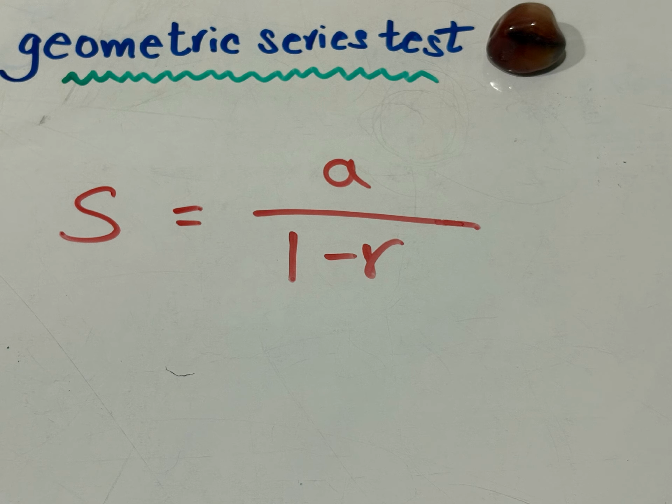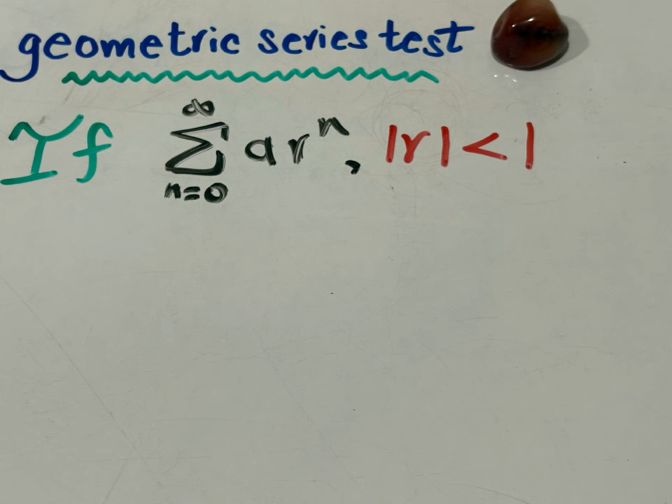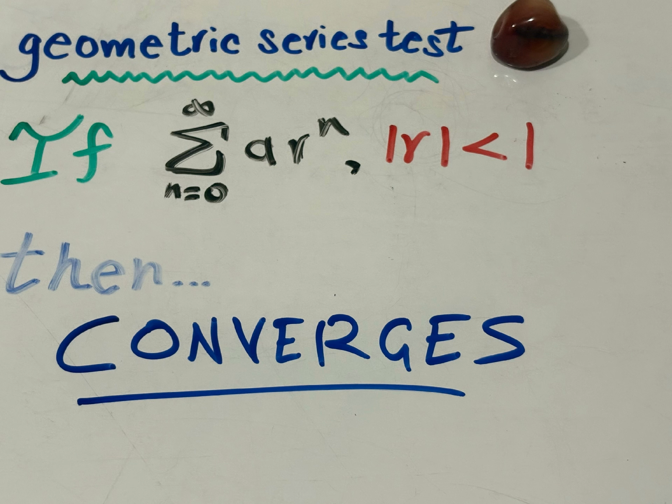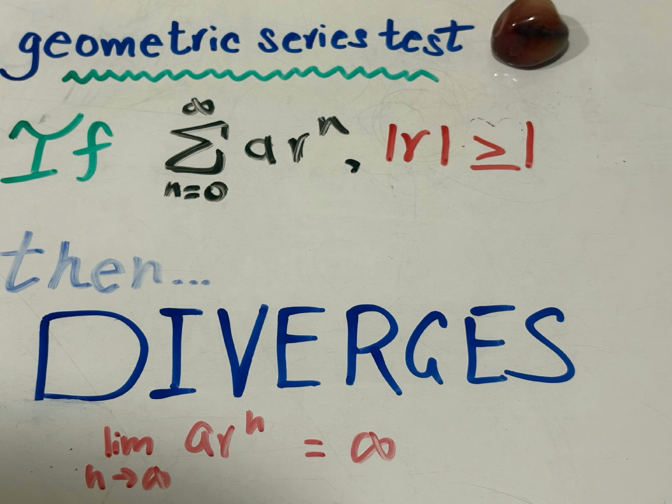This test states that if we have a geometric series with the absolute value of r being less than 1, then the series converges, and vice versa for diverging. The diverging part of this test can also be proven by nth term test, so the convergence part of this test is the most helpful.